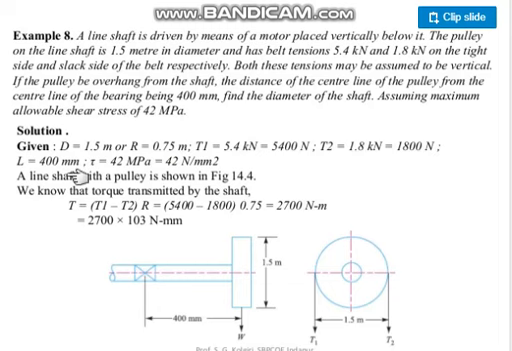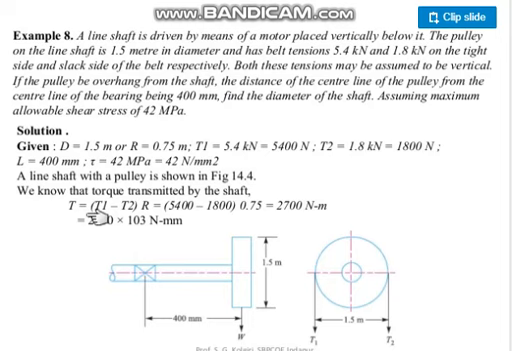Length of the overhang of the shaft is 400 millimeters. Tau is already given, 42 newton per mm square. The line shaft of the pulley is shown in the figure. You see this, sometimes no figure will be given. Sometimes from the text that you are reading, you should be able to draw the figure.